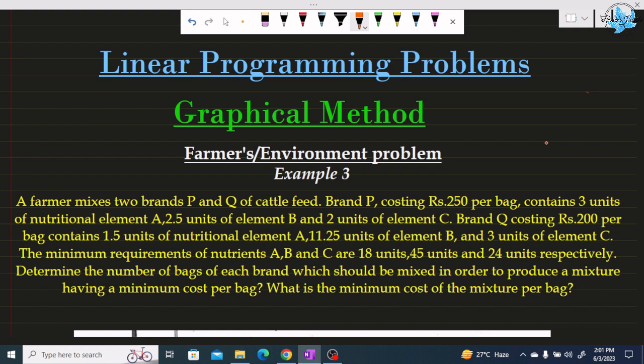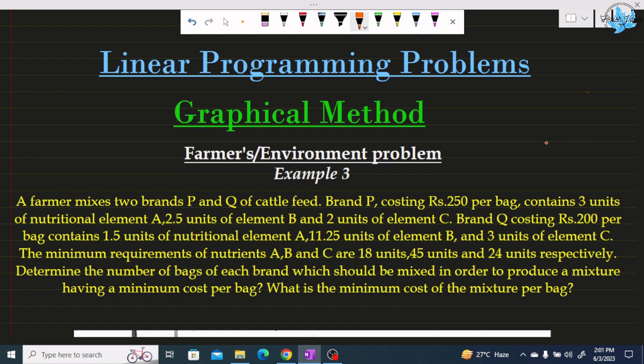Hi everyone, welcome to the linear programming series. We are doing the graphical method, and in the graphical method we are on the farmer's problem, or you can say the environment problem. We have completed two examples, so this is our example number 3. Let's start the video without wasting time.